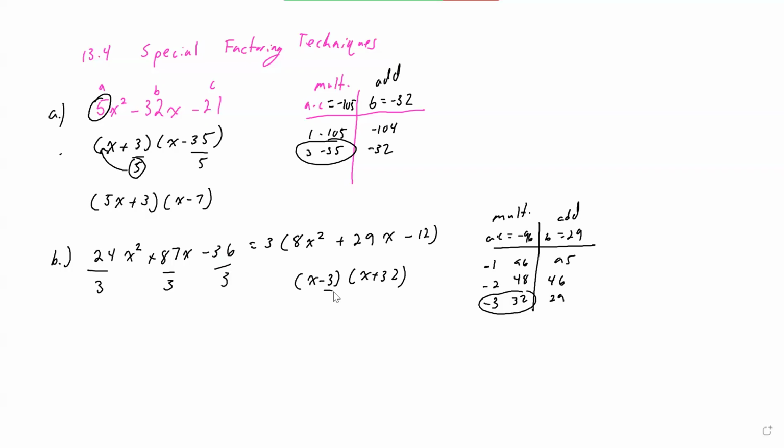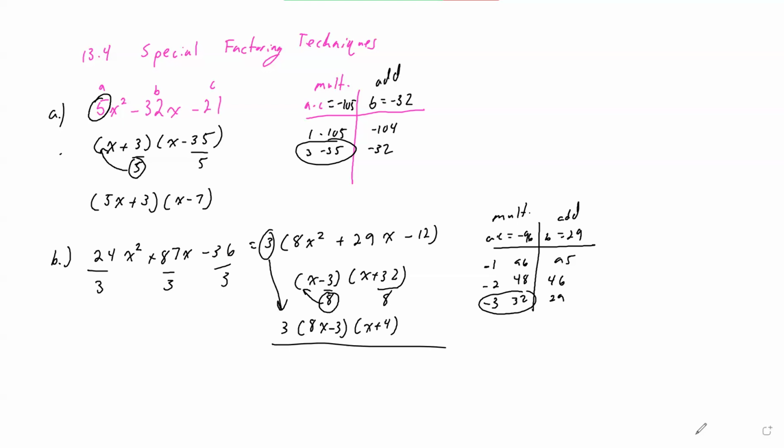Then I'm going to take the a and I'm going to divide it by 8. So this becomes 8x minus 3. And then 32 divided by 8 is 4. So I'm going to say x plus 4. And then I'm going to drop down my 3. All right, so I just wanted to quickly review those things before we got into 13.4.